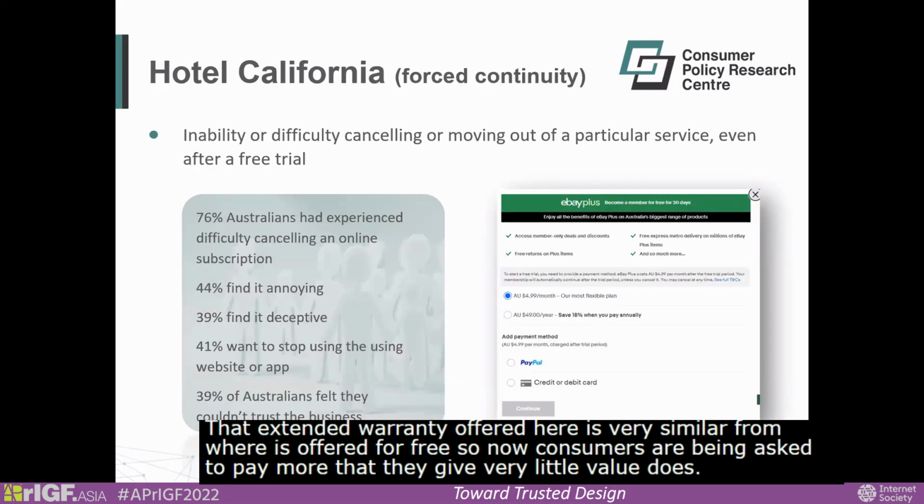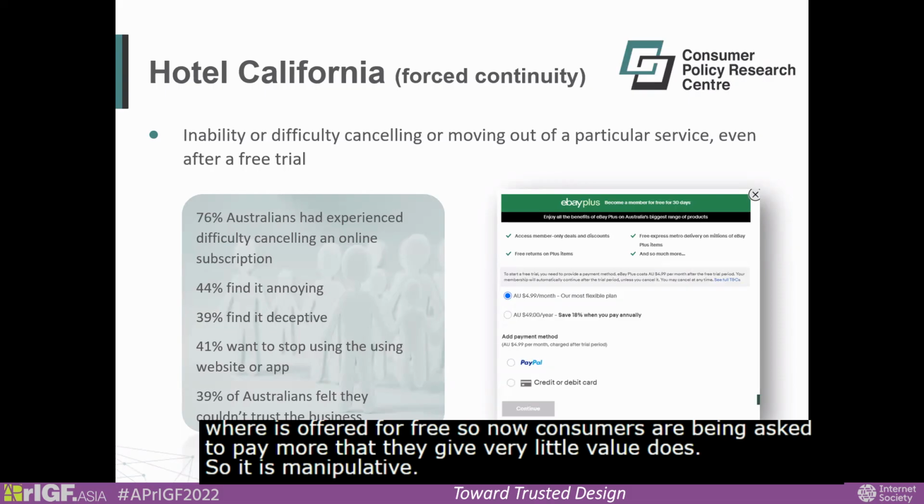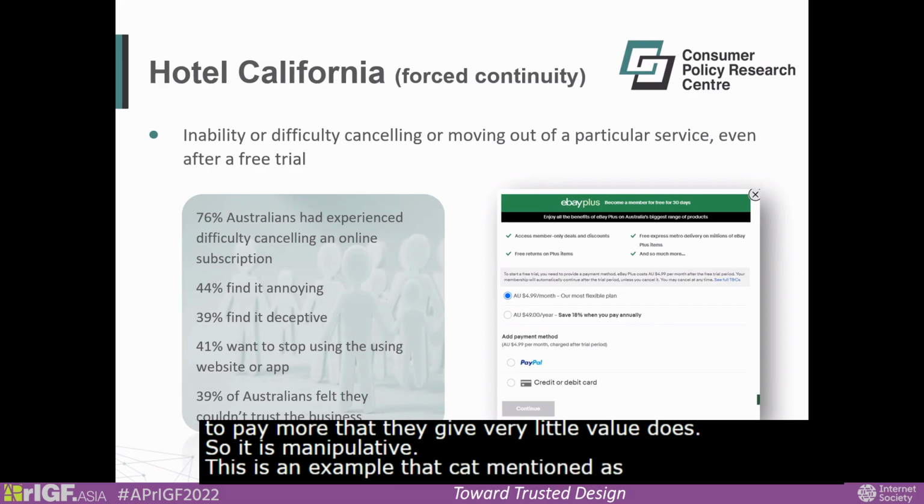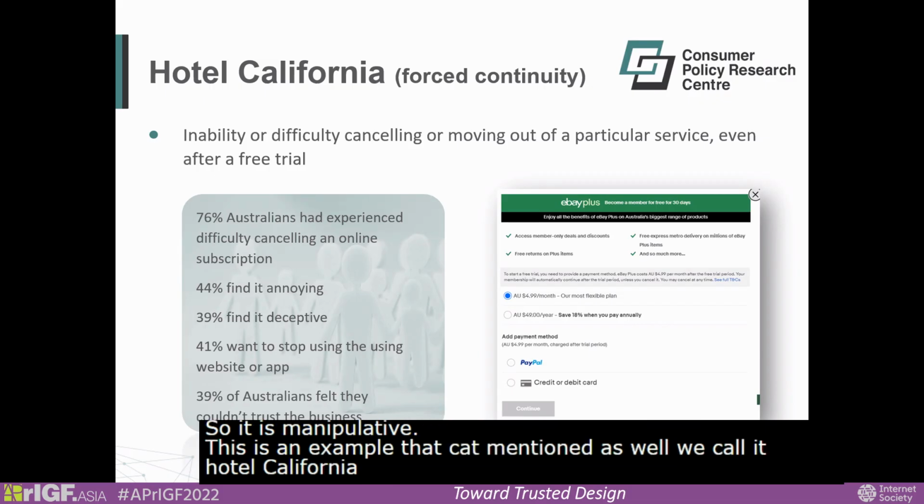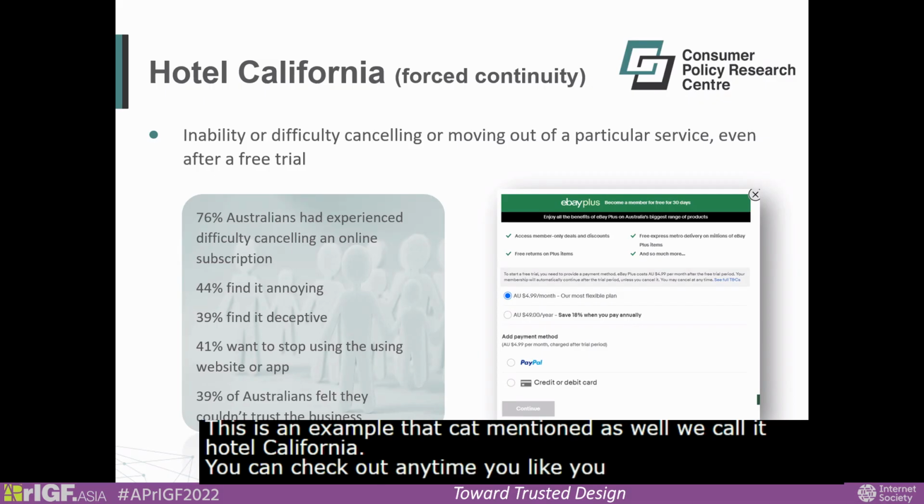Now, this is an example Kat mentioned as well about unsubscribing, and as we like to call it, Hotel California. For those of you who know the original song by the Eagles, you'll know the line, you can check out anytime you like, but you can never leave. And this design practice is all about creating barriers for consumers to move out or cancel out of a service they no longer need or want.